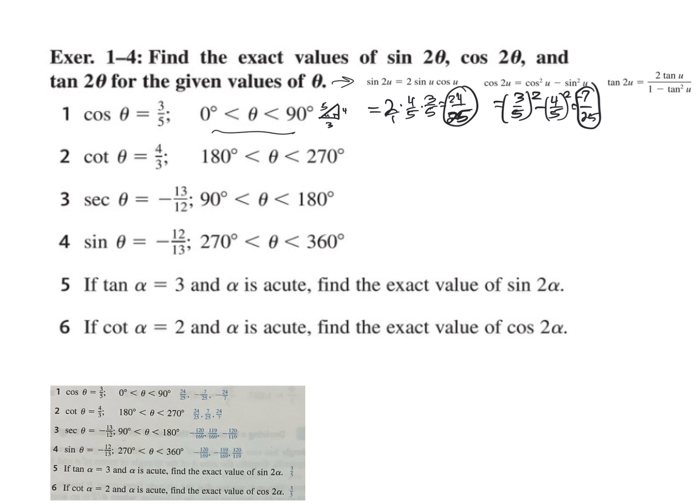And then the tangent of 2u. We have 2 times the tangent, which is y over x, so that's 4/3, over 1 minus 4/3 squared. So 1 minus 16/9, using the common denominator 9, so 9 minus 16 is negative 7/9. On top we have positive 8/3. So that's 8/3 times the reciprocal, and we reduce, and that's going to be negative 24/7. I put the answers here for you, and that matches what we have.